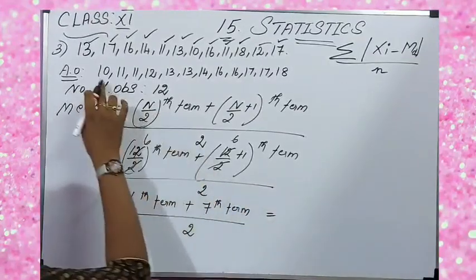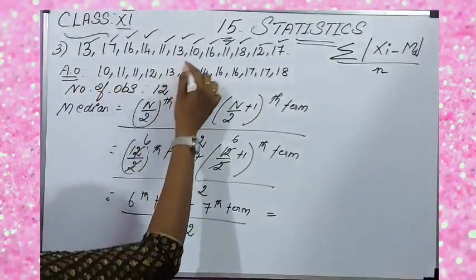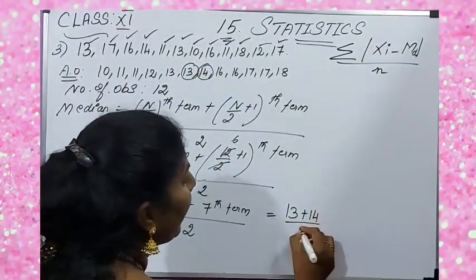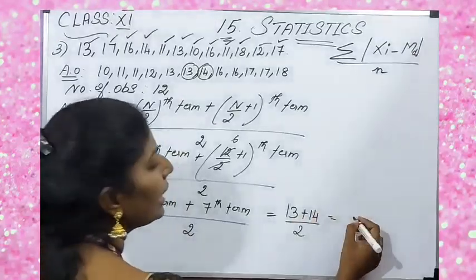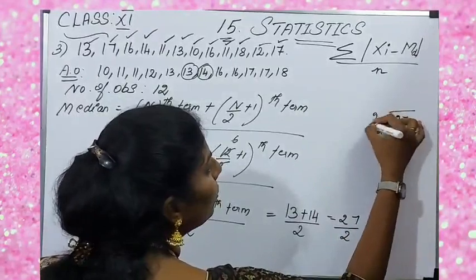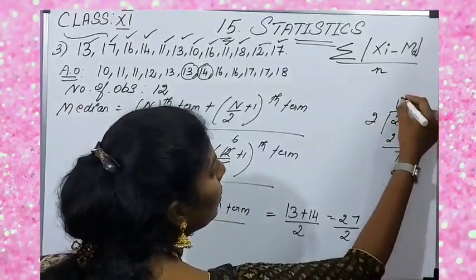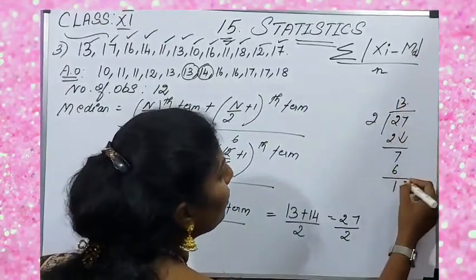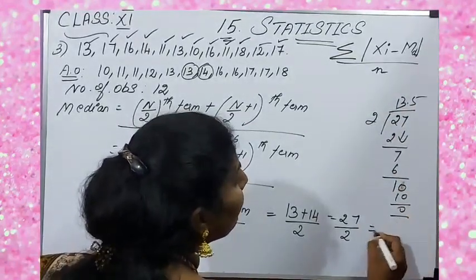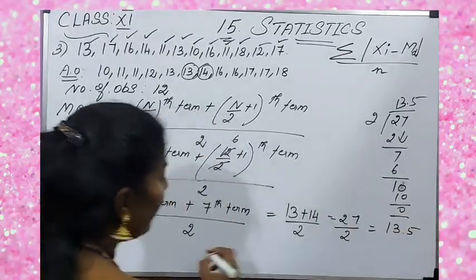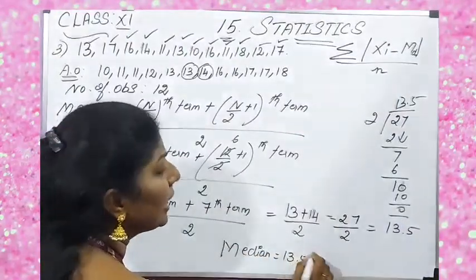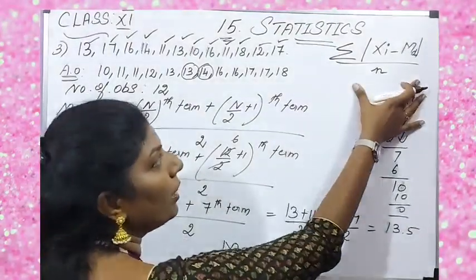So what is my 6th term here? 1, 2, 3, 4, 5, 6 and 7. So 13 plus 14 divided by 2. 13 plus 14 is 27, 27 by 2. Two 1s are 2, 2 threes are 6, balance 1, 2 fives are 10. So what is the median value here? 13.5. Now we got the median as 13.5, isn't it?